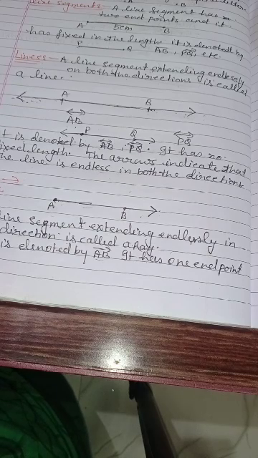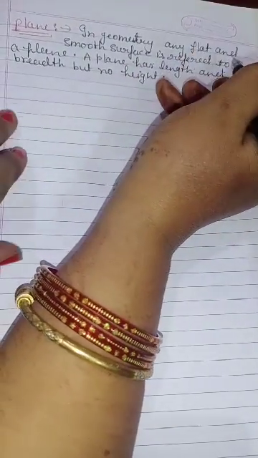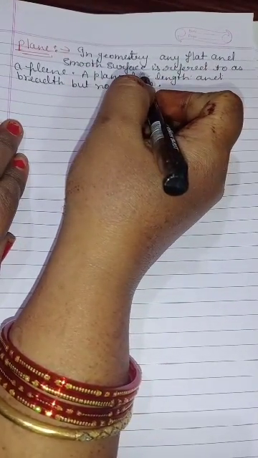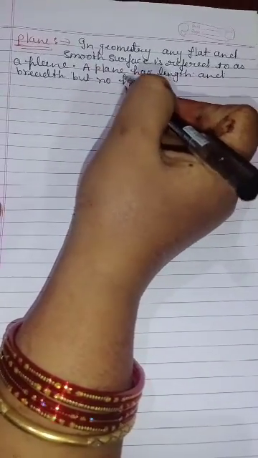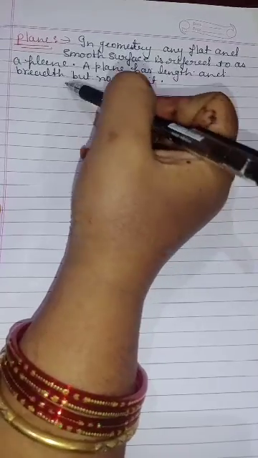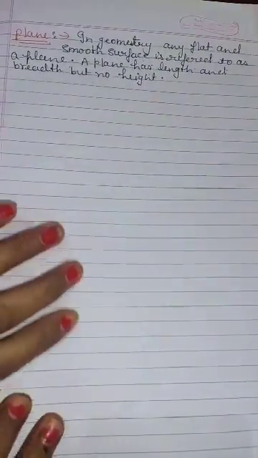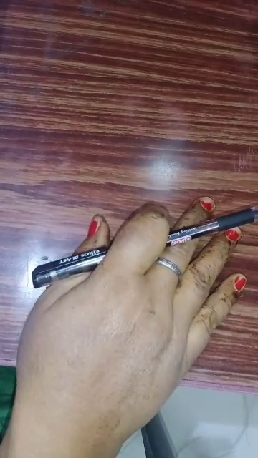What do you mean by a plane? In geometry, any flat or smooth surface is referred to as a plane. A plane has length and breadth but no height. Like on the top of this table, where I am writing something, it is a plane, because only on the upper surface it has length and breadth. You can see that it has length here and breadth. So it is a plane.